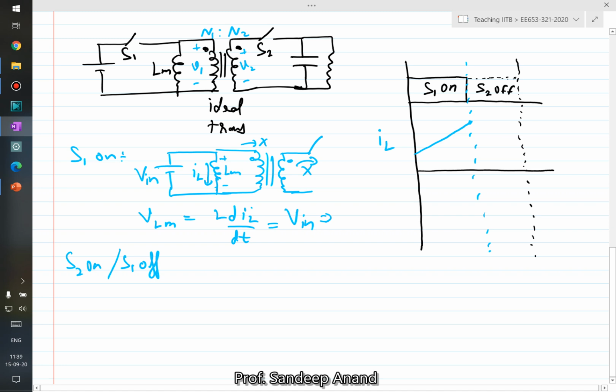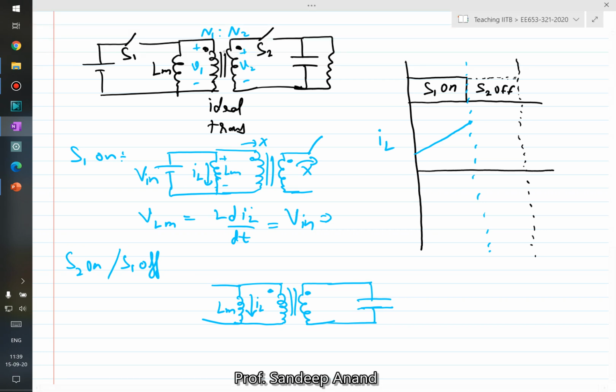Now S1 is off, so on the primary side there is nothing connected, there is this magnetizing inductance LM, and then you have an ideal transformer. Now the current was flowing downwards in ILM, so the current would continue in the same direction, it would not suddenly change direction. So since this current is coming down, this current would flow in this direction, so it would exit the dot from the primary side.